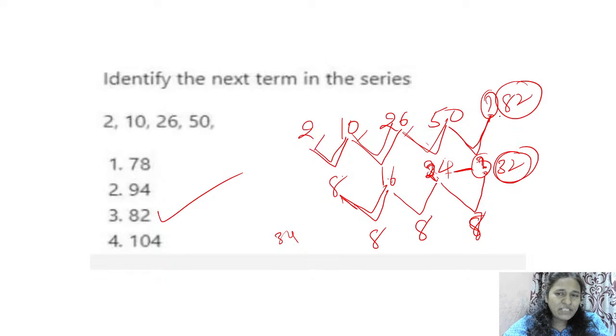Then what is the difference between these? We don't know here. Actually, the difference between these two is 32. That means what is this value? X is equal to 50 plus 32, 82. That is the right answer.